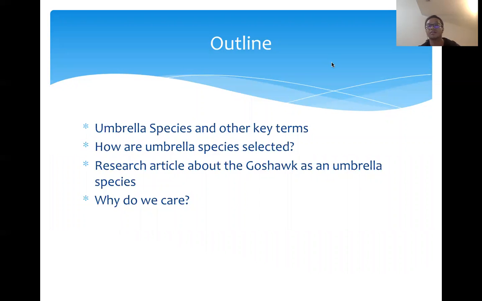And following that, we'll be looking at a research article and how scientists have looked at goshawks as the umbrella species and specifically identifying the habitats that are most abundant for biodiversity in order for us to understand which habitats need to be preserved and protected across the world. And then following that, we're going to go into why we care and some key takeaway points.